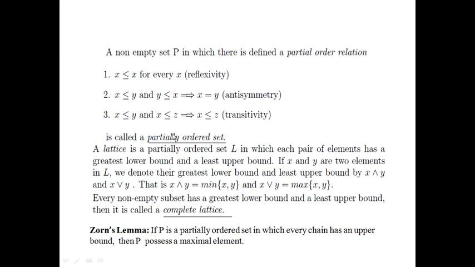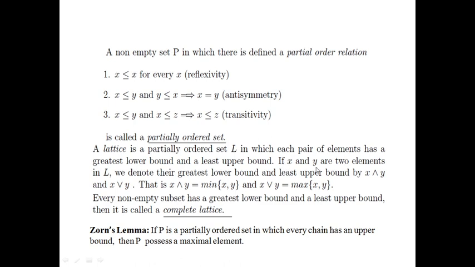A partially ordered set is a non-empty set which satisfies a partial order relation, that is, reflexive, anti-symmetric, and transitive. Then the set P is called a partially ordered set. Similarly, a lattice is a partially ordered set in which every pair of elements has a greatest lower bound and a least upper bound.